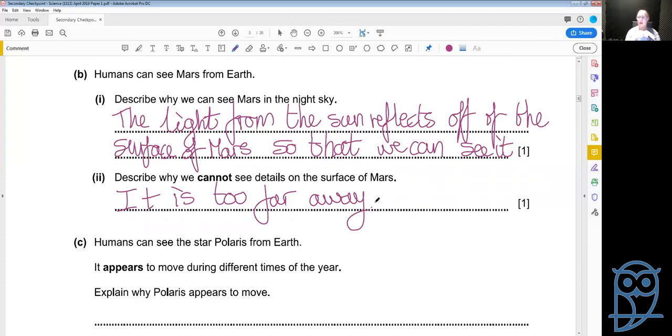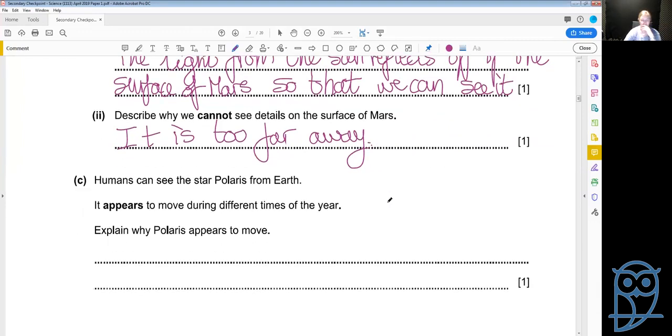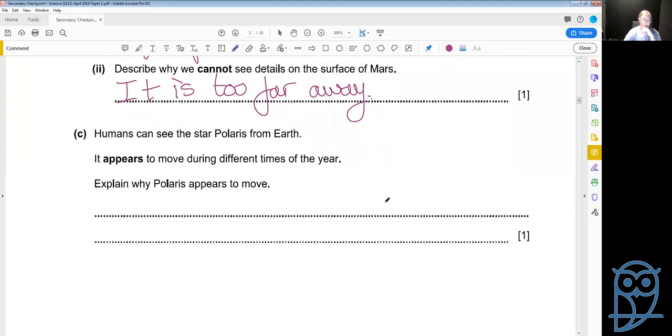So most of the really nice pictures that we have from Mars actually comes from space probes and satellites and landers and things that we send to Mars to take pictures of it. The Hubble Space Telescope can take fairly good pictures. So we can't see details because it is just too far away from us here on the Earth. So humans can see the star Polaris from Earth. It appears to move during different times of the year. Explain why Polaris appears to move.